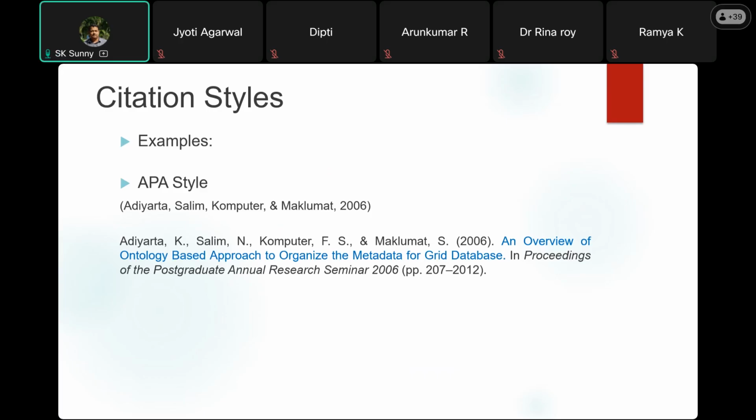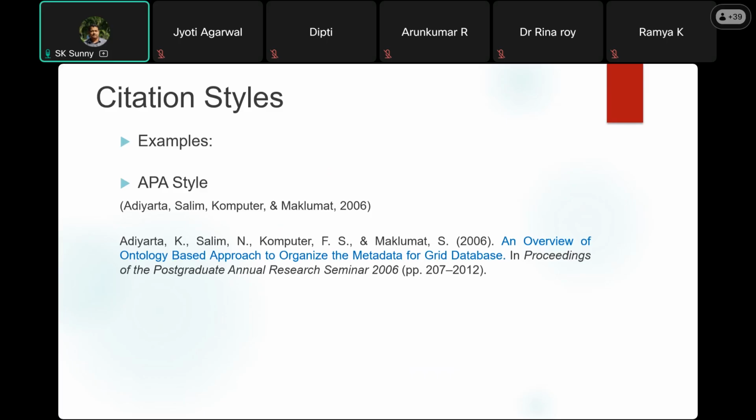Then the title of the paper, then a full stop, then "In Proceedings of". This is a conference proceeding, so it is written like that, and "Proceedings of" is written in italics. You can differentiate that. Then the page numbers within parentheses. So this is one of the ways we can describe the document.